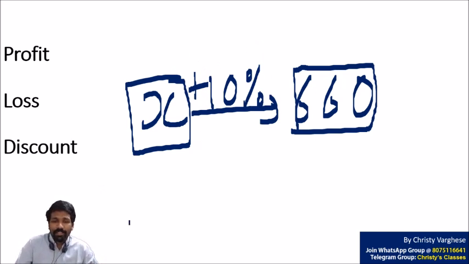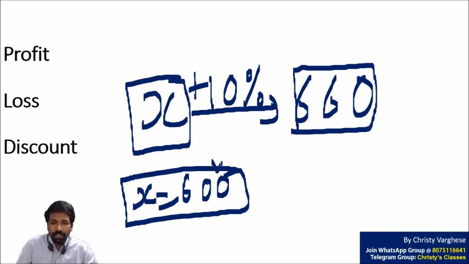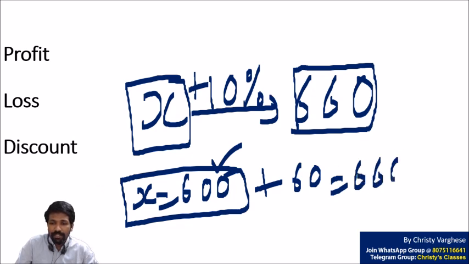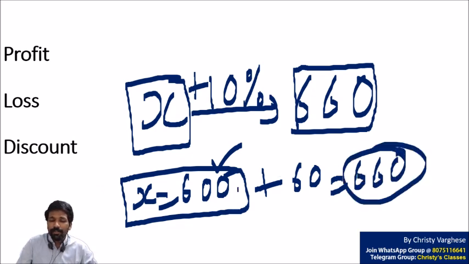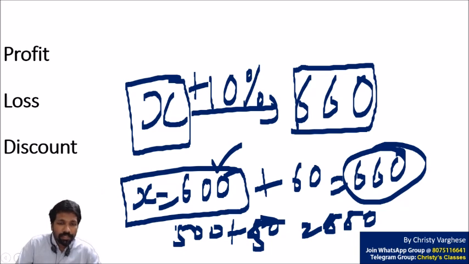You can just guess. If X was 600, in these kinds of questions the answer options will help you a lot. If answer options are there, you can try. If 600 is there, a 10% increase means 60 rupees. 600 plus 60 is exactly 660. So that is satisfying. If 500 was there, 500 plus 50, because 10% is 50, that is not 660. That itself eliminates that possibility. So that way you can think.